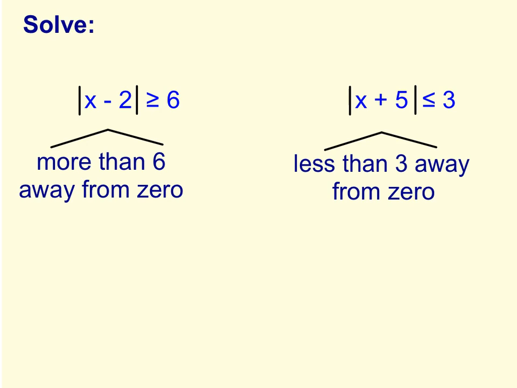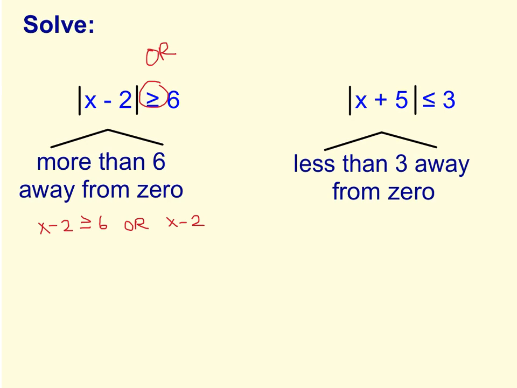Well, more than 6, that's when your distances get bigger. So if your distances get bigger, that's going to be an OR, because we want distances to be greater than 6 away from 0. So we're going to rewrite this as an OR compound inequality. So first thing you do is you take those bars off. You're going to say x minus 2 is greater than or equal to 6. Or we're going to bring down the x minus 2 again.